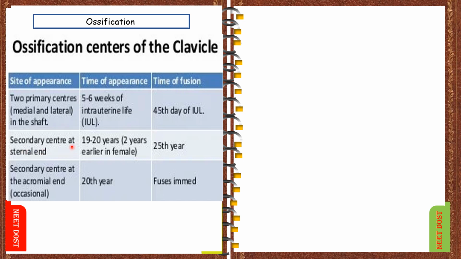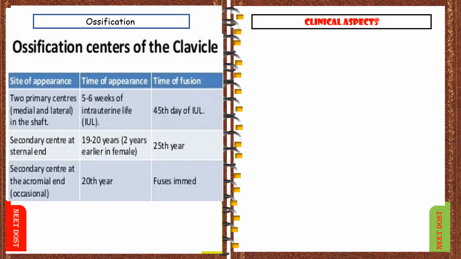The time of ossification for the secondary center at the sternal end is 9 to 20 years. It will be 2 years earlier in females, and the secondary center at the acromial end appears in the 20th year. The time of fusion for the two primary centers is the 45th day of intrauterine life. For the secondary center at the sternal end it is the 25th year, and the secondary center at the acromial end fuses immediately.